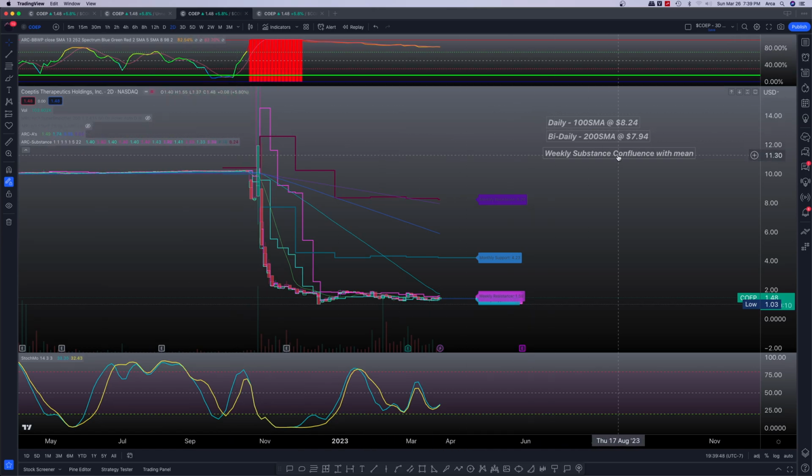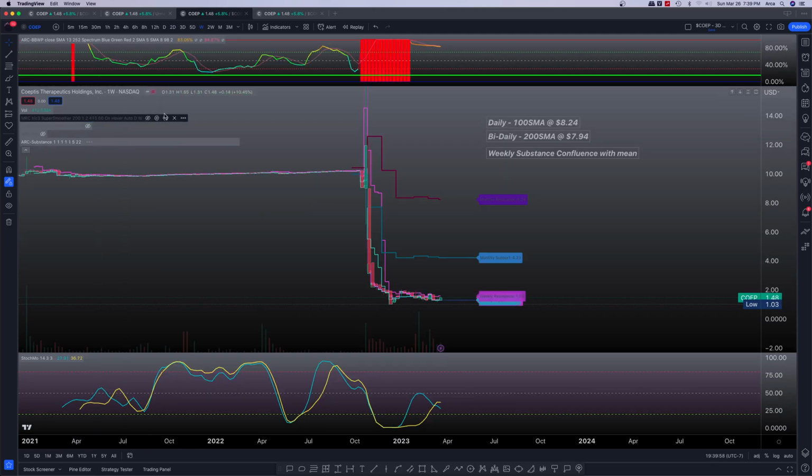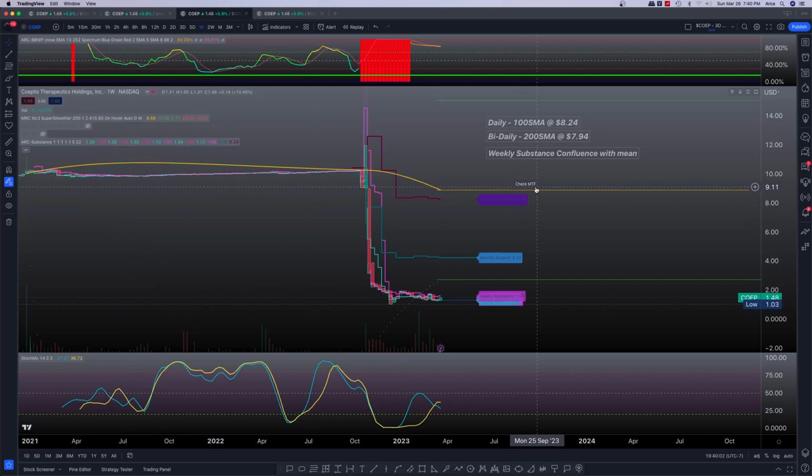Okay, now another thing, the weekly substance confluence with the mean. Okay, so now let's go ahead and get rid of the averages. So now let's go ahead and look at substance with the weekly mean. Okay, so let's go ahead and pull that up and see what we have. The weekly substance 824 that we just talked about, right over here. You can see that target right there, which is this color, right? So 824, and look at where the weekly substance is, 890. Okay, so that's already looking at some weird targets within $8 and $9.